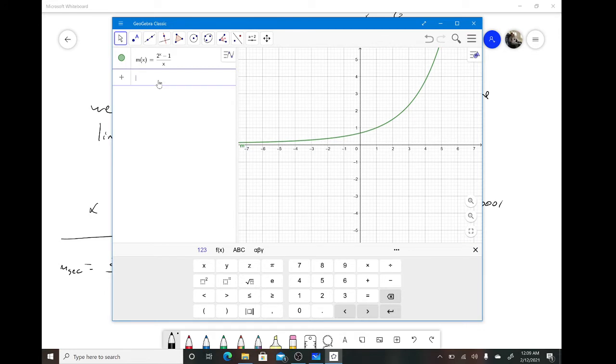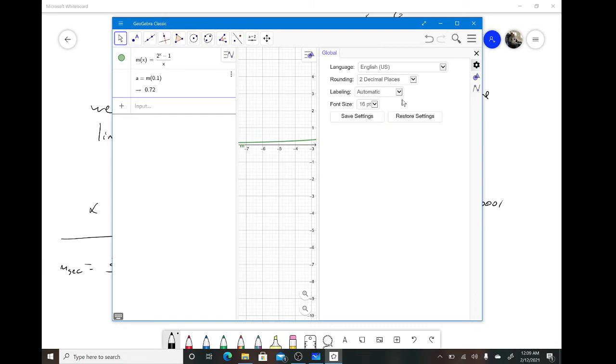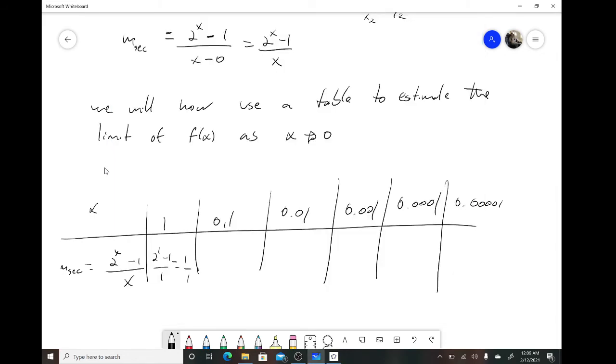Now what happens when I plug in what I had before, m of 1? Well, I'm going to get 1, as I clearly and smartly calculated. But what happens when we do 0.1? Well, we get 0.02. And actually, we could change that. Let's see if I could change the view. Instead of 2 decimal places, I'm going to go 5 decimal places so we can see everything better. So this is 0.71773.